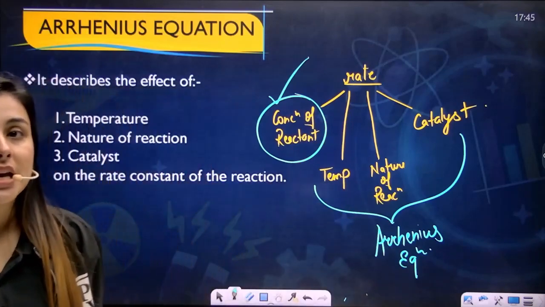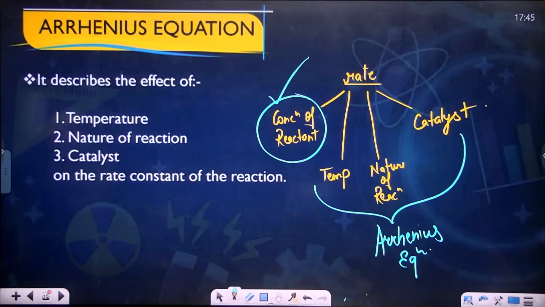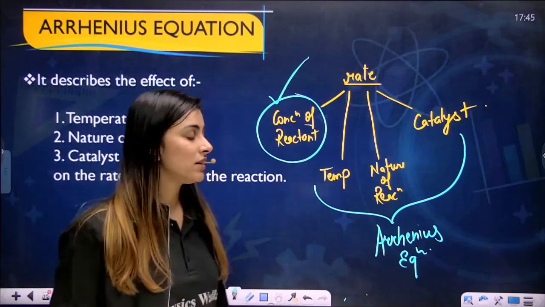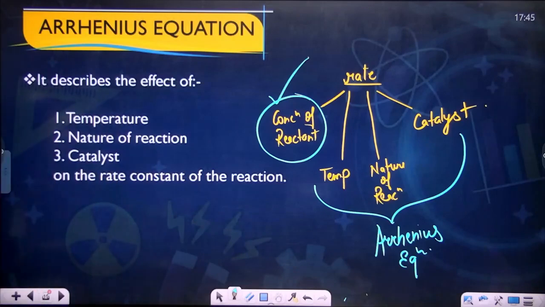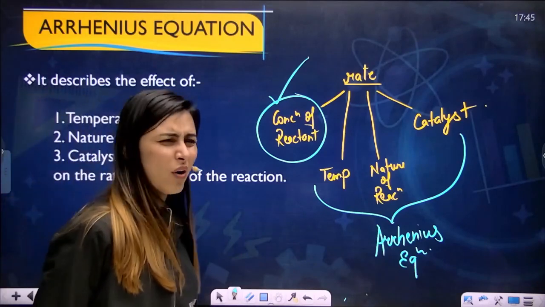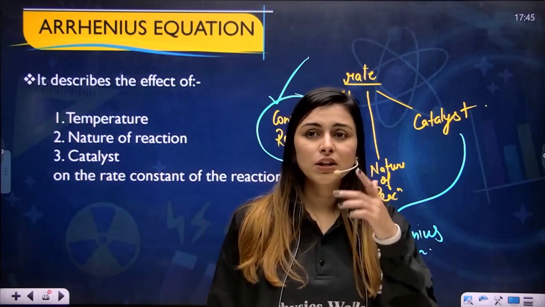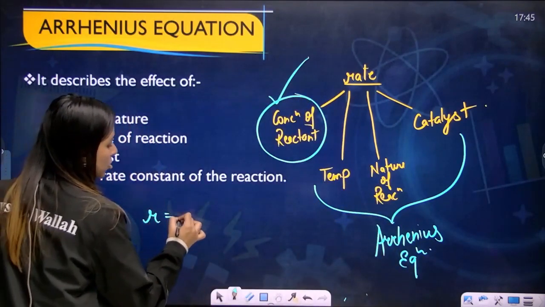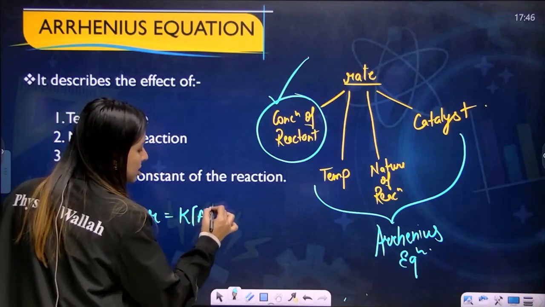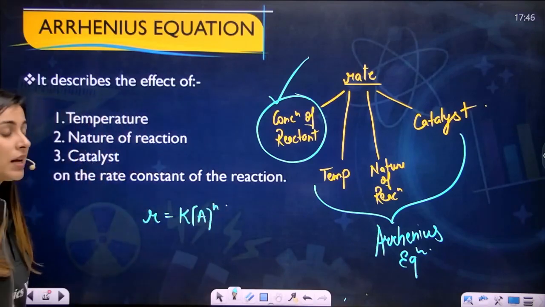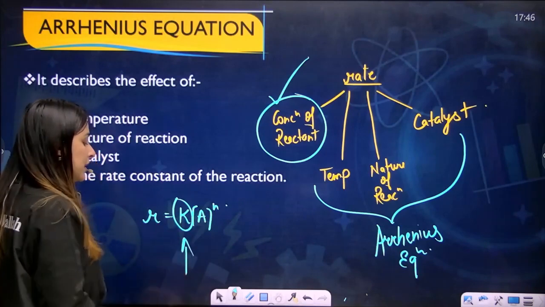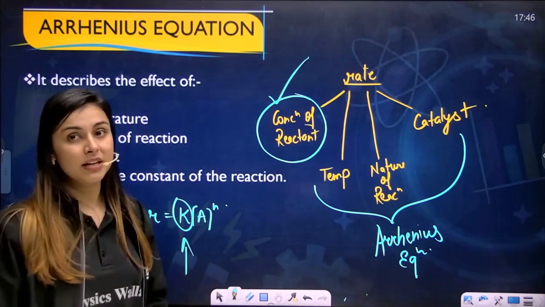So it describes the effect of temperature, nature of reaction, and the catalyst on the rate constant of the reaction. Now you will be like, ma'am, why rate constant? You said rate, right? So now, my dear students, when you talk about rate of the reaction, you say this, right? This is the general expression. So this is your rate constant. As your rate constant increases, your rate of the reaction will definitely increase.